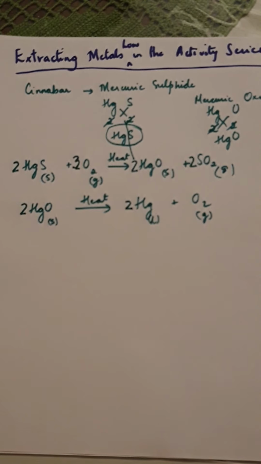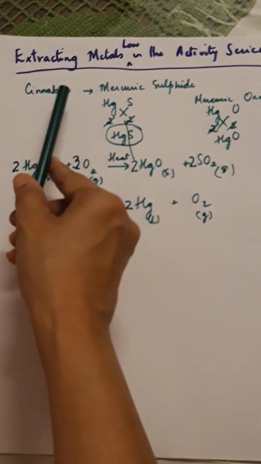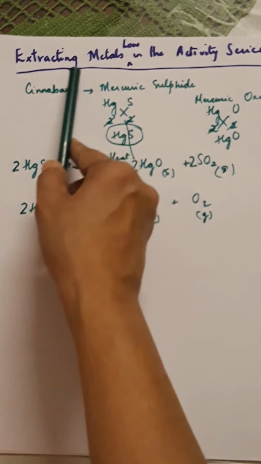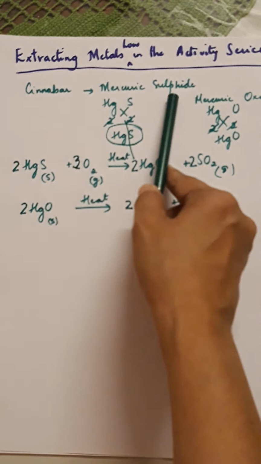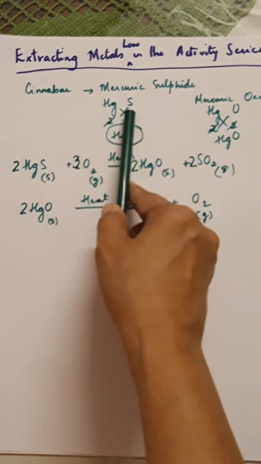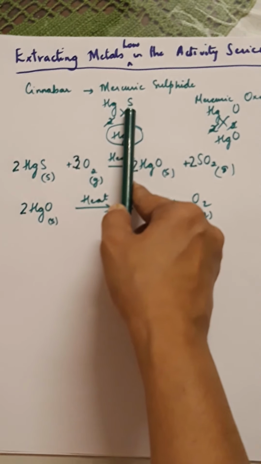Okay, so remember, metals in the lower activity series are unreactive. So how are those metals extracted from their ores? To understand how that happens, we take the example of mercury, how mercury is extracted from its ore. So the ore which contains mercury is cinnabar. Cinnabar is nothing but mercuric sulphide. So you write the formula, mercury and sulphide.